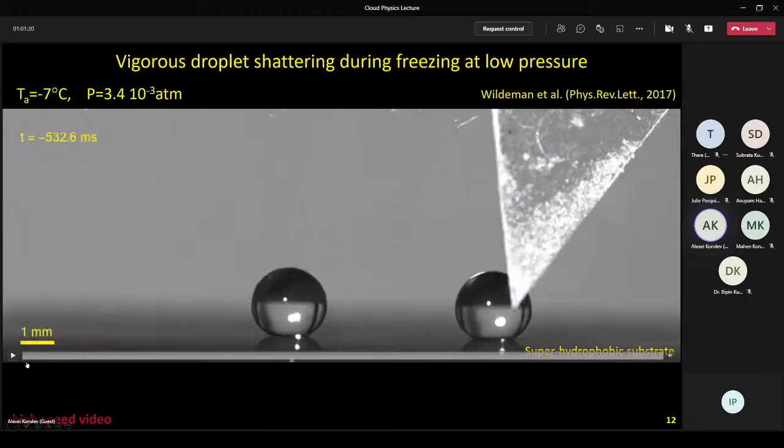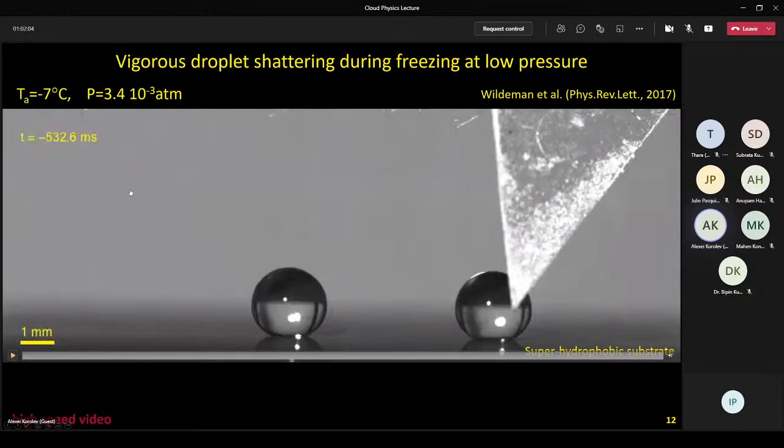I want to show another video by Wildeman, which was published in Physical Review Letters. The temperature was minus seven. I want to draw attention to the fact that the pressure was quite low, and at that pressure, every single freezing droplet results in shattering, which does not occur at higher pressure. In the atmosphere, not every single droplet results in cracking at pressures higher than like 200 millibars or 100 millibars, so it's less frequent at that low temperature.